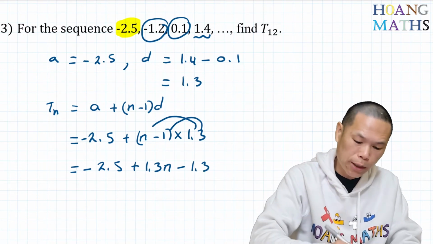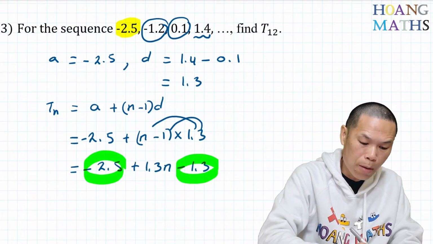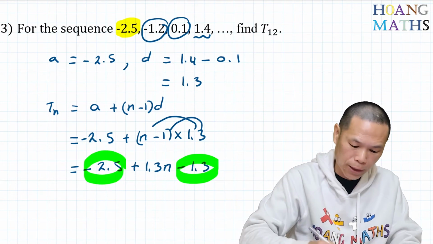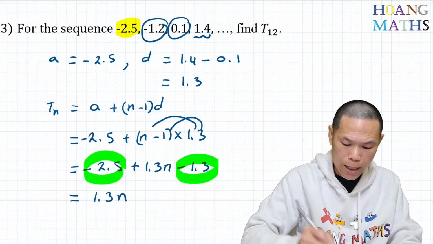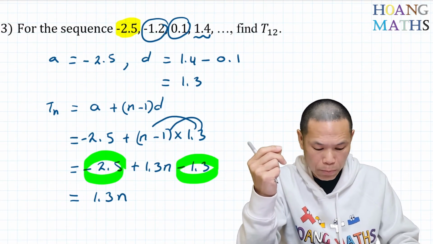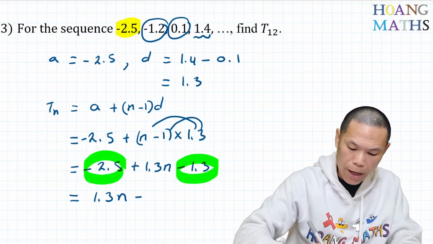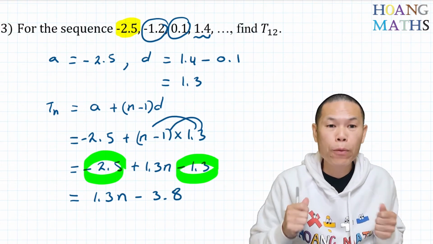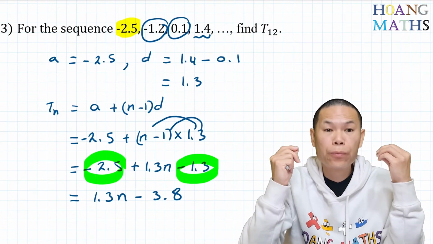So what I do now is, I just simplify by collecting these two like terms here. But before I do that, I just write 1.3n first, okay? So it's equal to 1.3n. So -2.5, we minus 1.3. So that means, which is equal to negative or minus 3.8. So there you go. I hope you got it correct. This is the rule for Tn.